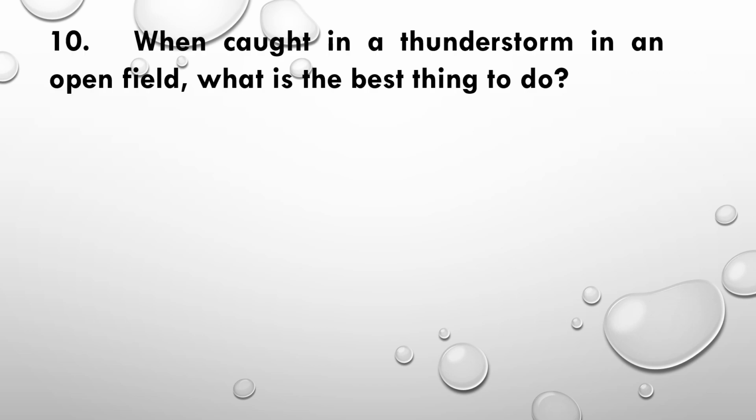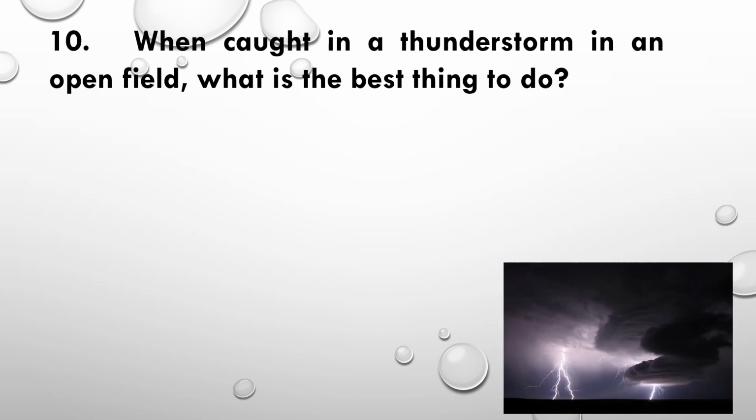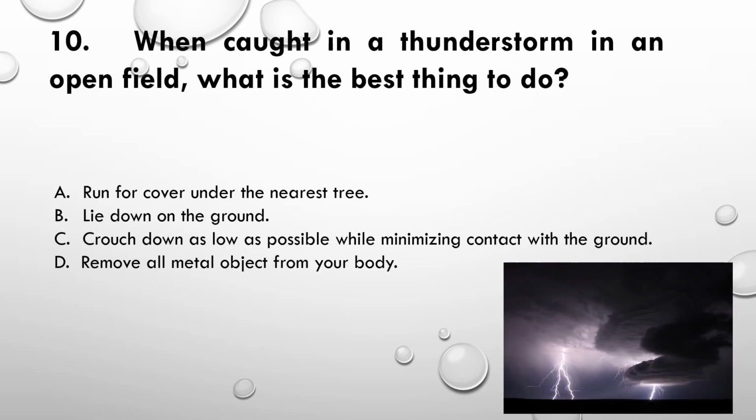When caught in a thunderstorm in an open field, what is the best thing to do? A. Run for cover under the nearest tree. B. Lie down on the ground. C. Crouch down as low as possible while minimizing contact with the ground. D. Remove all metal objects from your body. When you are in the field and there is a thunderstorm, what will you do? It's letter D.